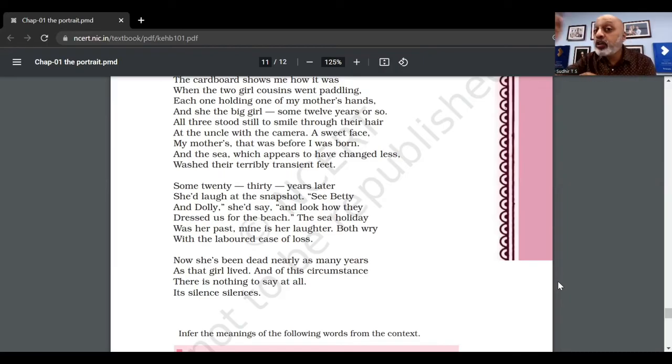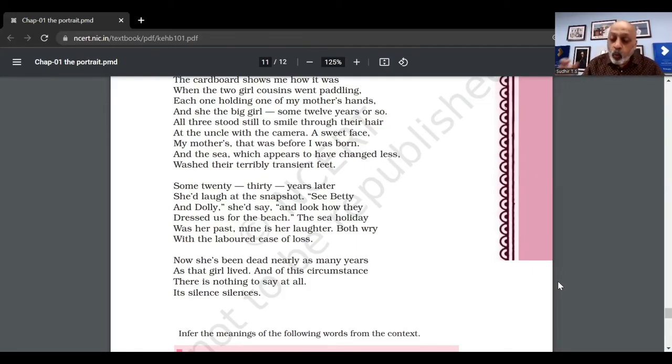Because the poet has not seen the beach holiday, but the poet has seen how her mother would react looking at the photograph of her beach holiday. So for the mother, the beach holiday was a wonderful past. For the poet, the memory of the mother looking at the photograph is her nostalgic past. Understood? Beautiful line. Both thrive with the labored ease of love.